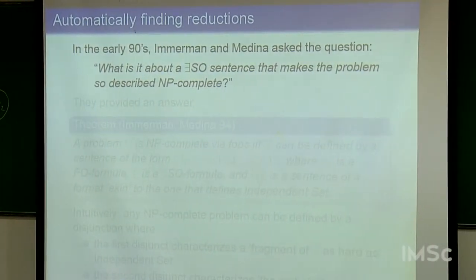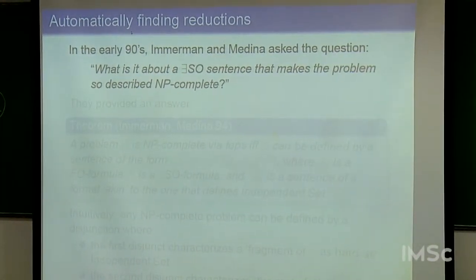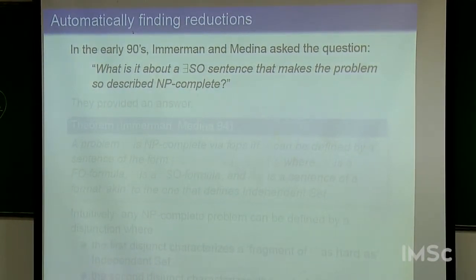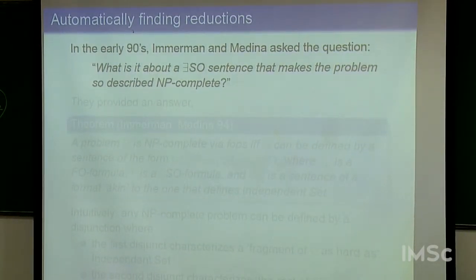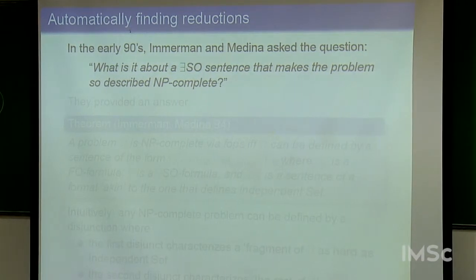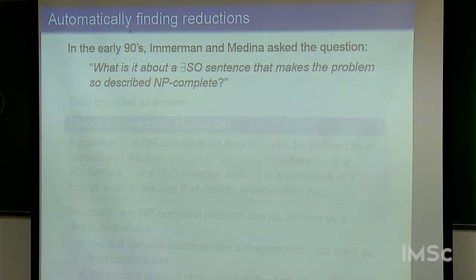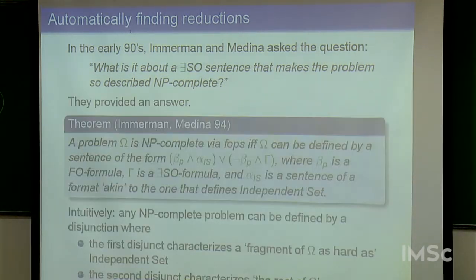Okay, so this is my last little bit now. So that's just two little nuggets of the usefulness of QFPs. In the early 90s, Zimmerman and Medina asked this question. They essentially said, okay, we've got Fagin's theorem, and we can define any NP problem via an existential second-order sentence. What is it about this sentence that makes the problem NP complete? It's in NP, but what makes it NP complete? Is there anything we can grab hold of structurally?